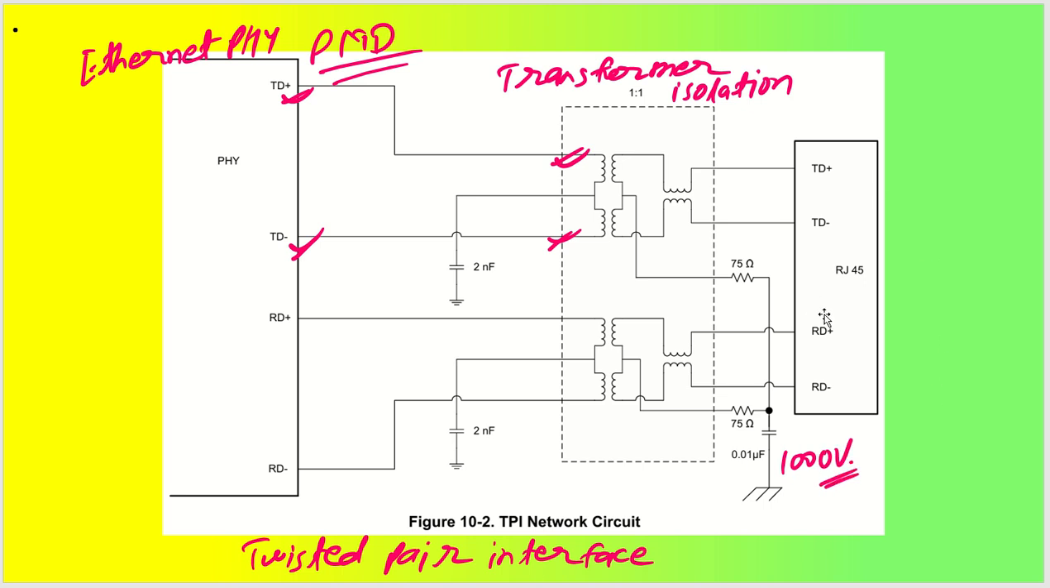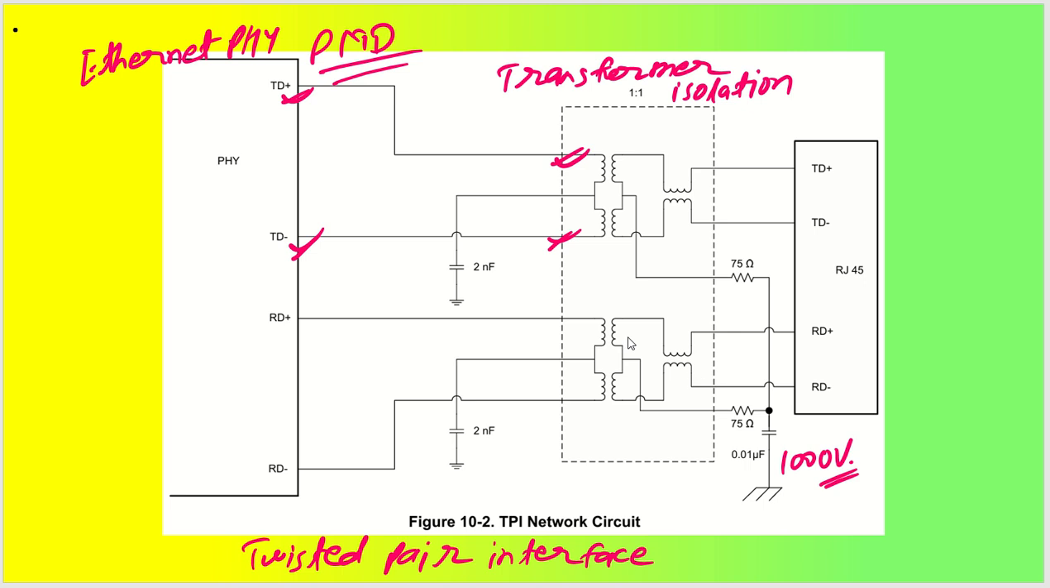This is also called the TPI network circuit, or twisted pair interfacing, between the Ethernet PHY and the RJ45 connection. Okay, good, so these were all about it. We have seen this particular transformer.